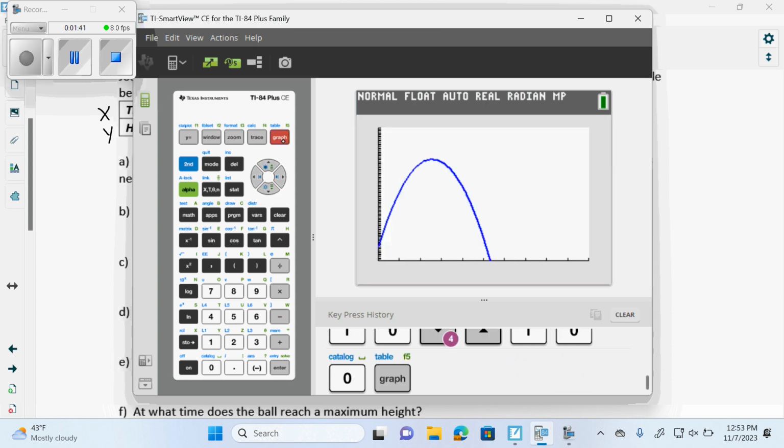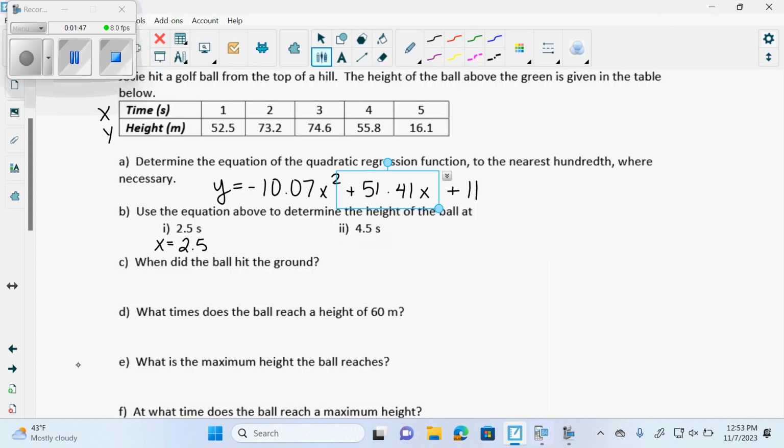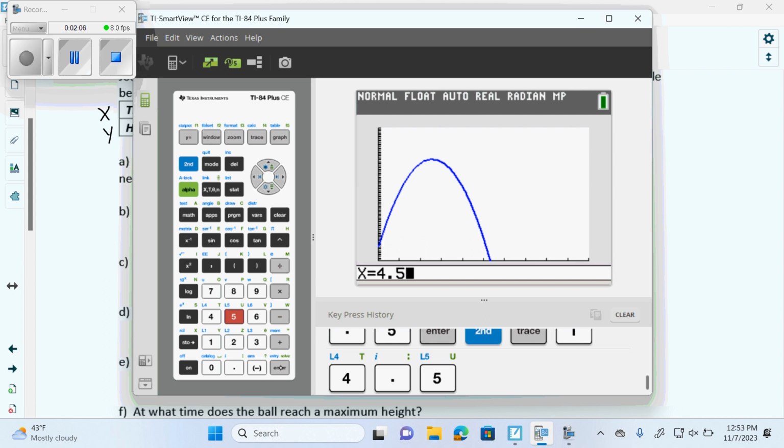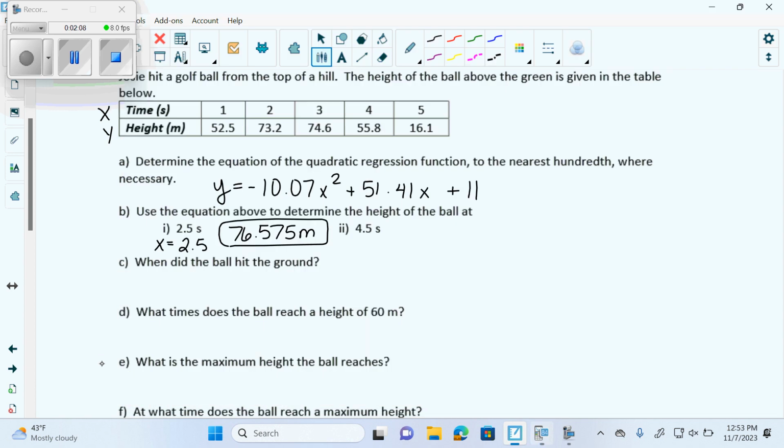So yeah, I go second trace value 2.5, and it gives me 76.575. And then I go back here and it says meters. So at 2.5 seconds, I'm at 76.575 meters. And then I do my 4.5. Second trace value 4.5, and I get 38.39.